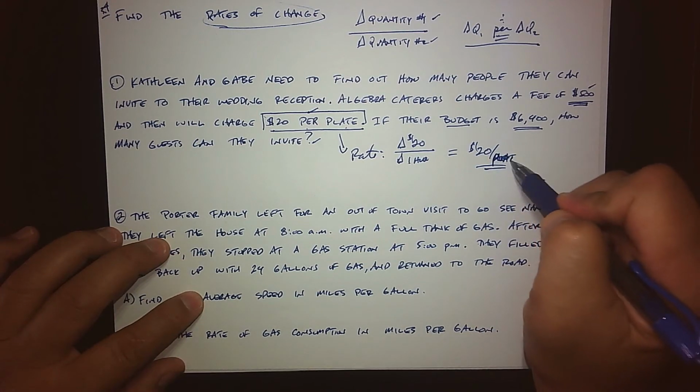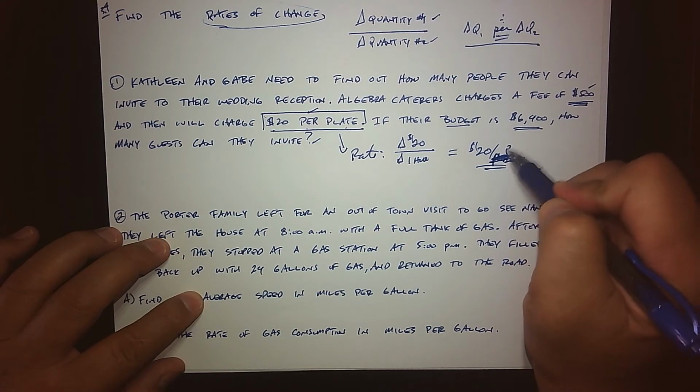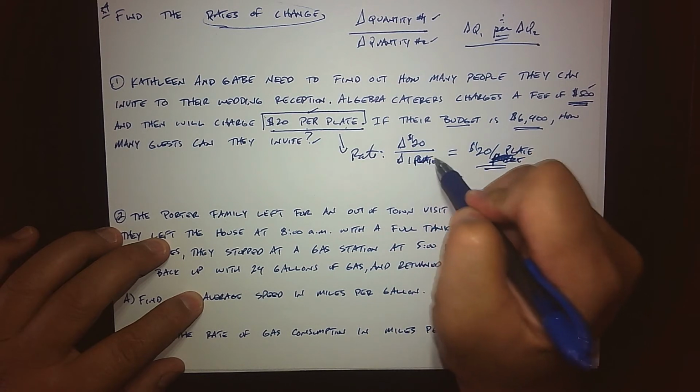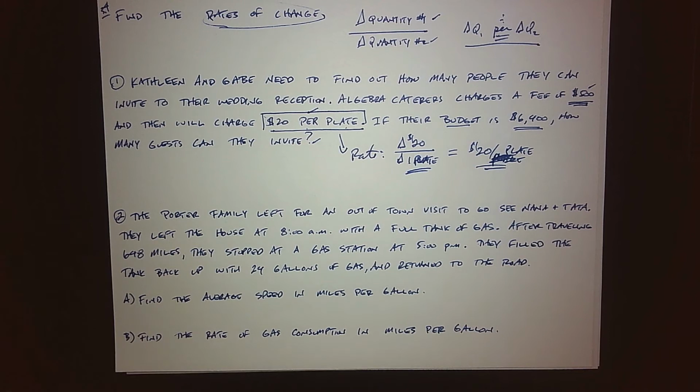I'm kind of stuck on my... So, per 1 plate, not hours. Sorry about that, you guys. All right, so the rate in this case is $20 per plate. We didn't really have to work too hard. We just had to read really carefully to find our rate of change. So sometimes it's that easy. It's just given, read carefully.